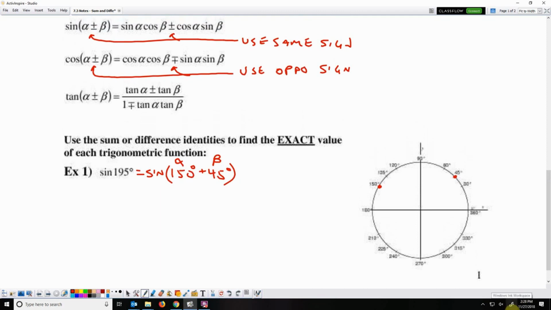Okay, so sine 150 plus 45 is sine alpha, so that's sine 150, times cosine beta, so that's cosine 45, plus or minus. There's a plus here, use the same sign, so I'm going to use that plus. Cosine alpha, so cosine 150, sine beta, sine 45.